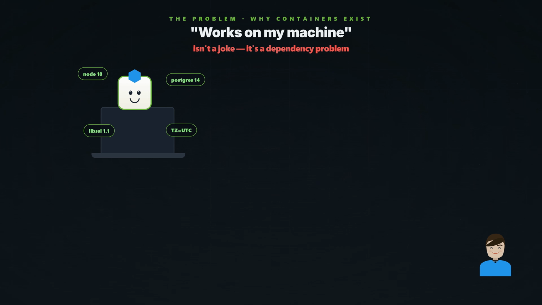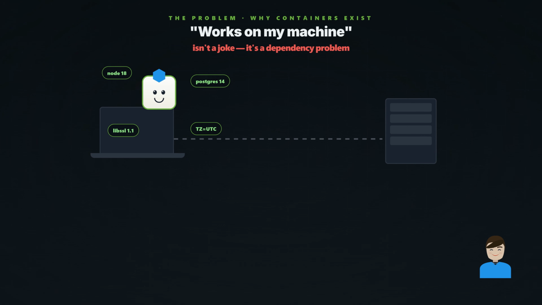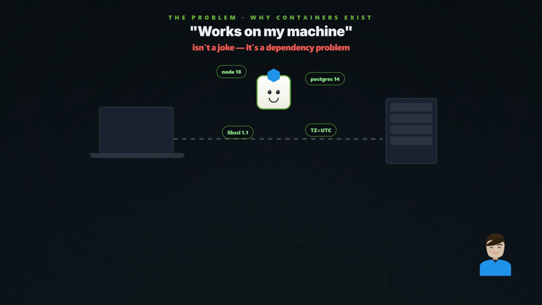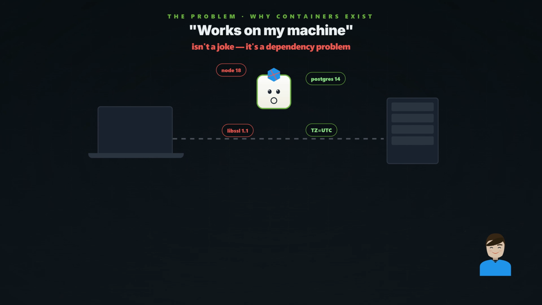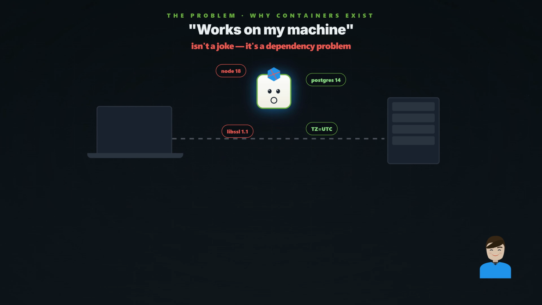Your app never runs alone. It depends on a specific version of a language, specific libraries, specific system settings. On your laptop, all of that is exactly right, so it works. Then you ship it to a server where the versions are slightly different and it breaks. "Works on my machine" isn't a joke. It's a dependency problem. So the fix is obvious.